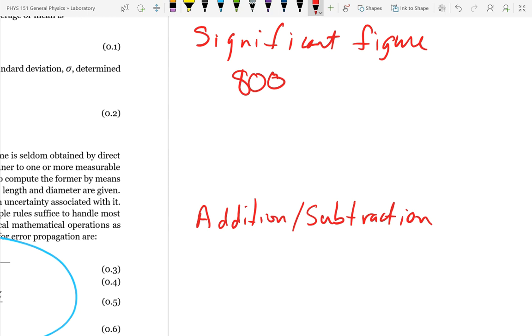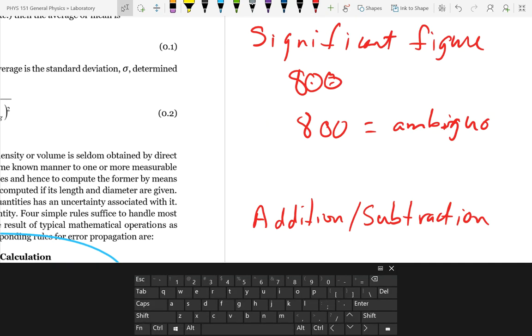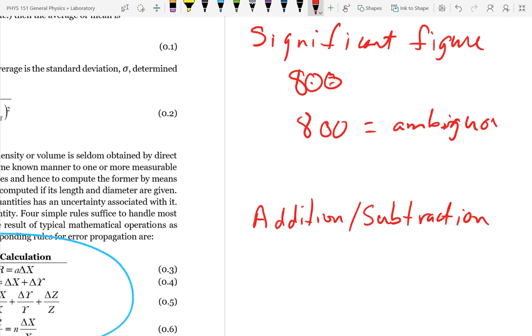If I rounded off to the nearest 10, then this one here would not be significant because it's just holding the place. If I rounded off to the nearest 100, then neither of those holds significance. So writing down 800 is itself ambiguous. It could be 1 important digit, 2 important digits, or 3 important digits. How do you indicate if it's 2 or 3 important digits? Do you know?